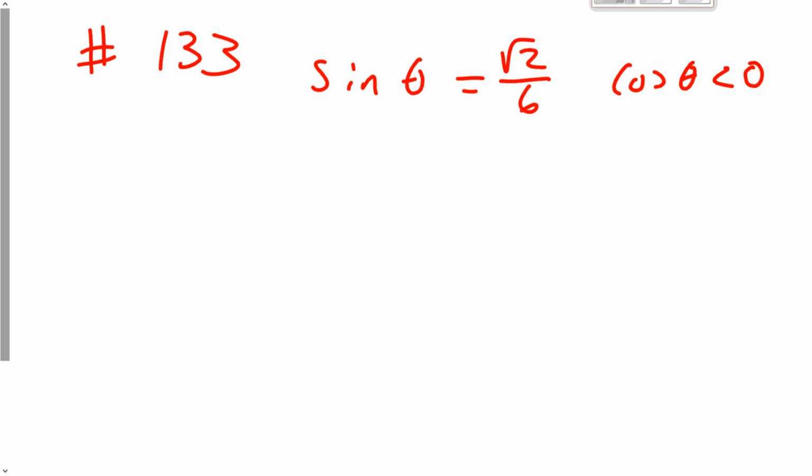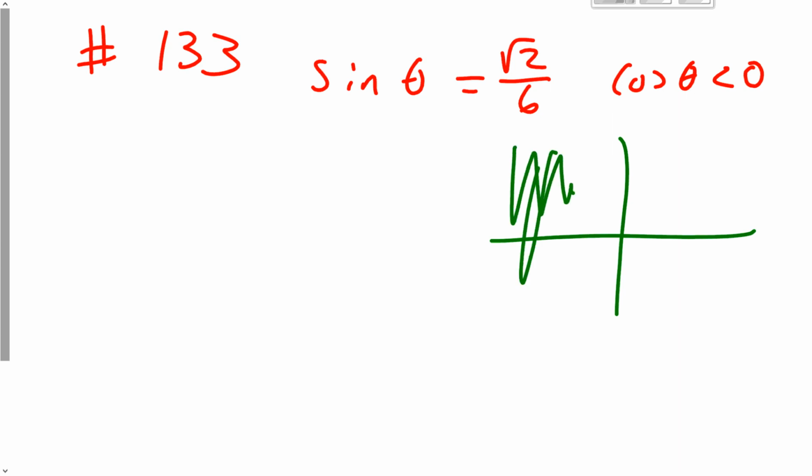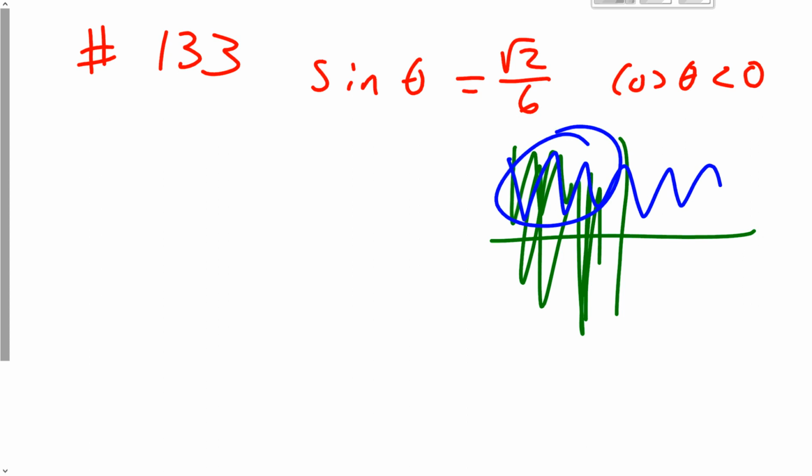Okay, so here's 133. Sine is positive and cosine is less than 0, so that means it's negative. So that means we are in quadrant 2, because here cosine is negative and here sine is positive. So that means sine and cosecant of theta will also be positive. Everything else is going to be negative, right?